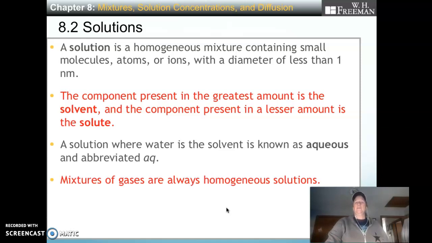There's also a mixture of gases. Now, when we talk about mixtures, it's not just a solid and a liquid. It can be 2 liquids. It can be 2 gases. The most common and most important mixture of gases would be air.